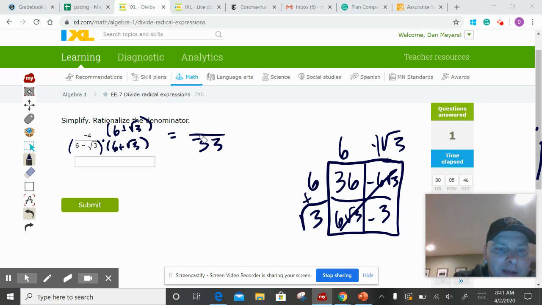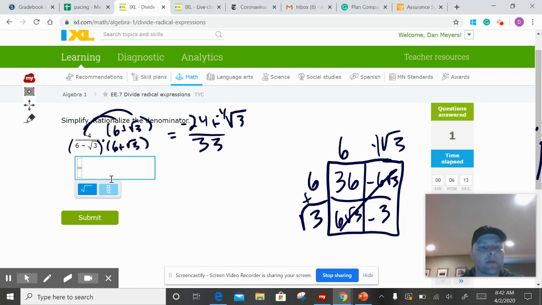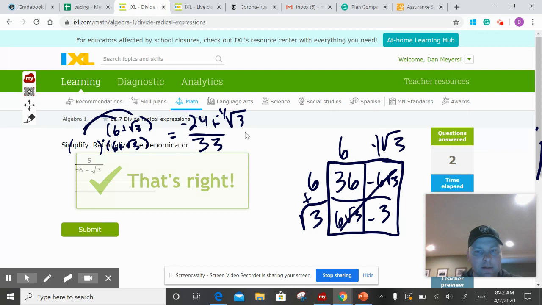So we've rationalized the denominator, which means basically we don't have any more square roots in the denominator. It's a rational number. And on the top, we're going to distribute: negative 4 times 6 is negative 24, plus negative 4 times the root of 3. We'll leave it just like that. Let's type this one in. Make sure you do a fraction here: negative 24 plus negative 4 root 3 all over 33. Submit. There we go.